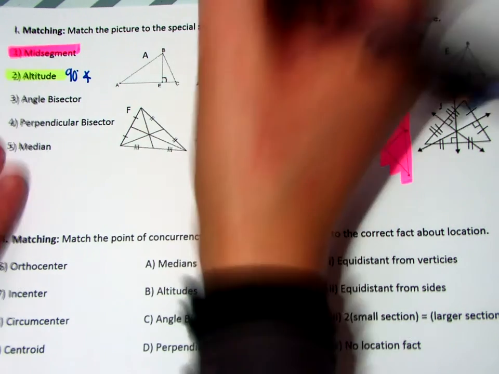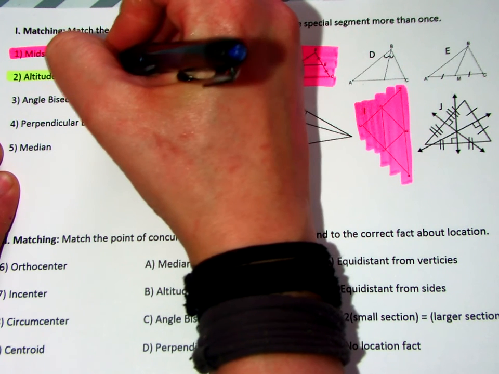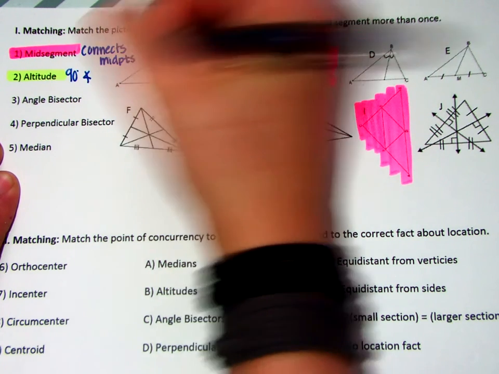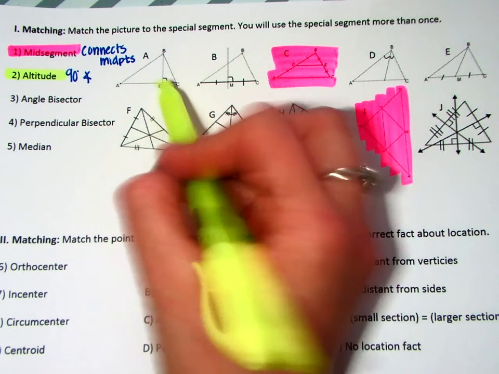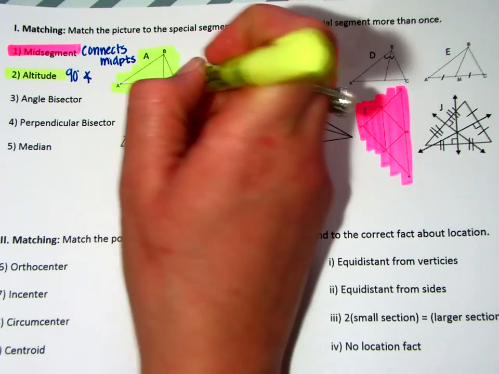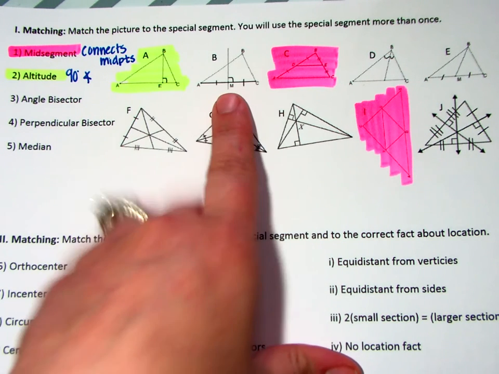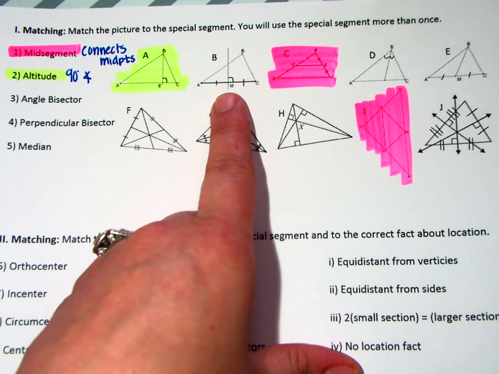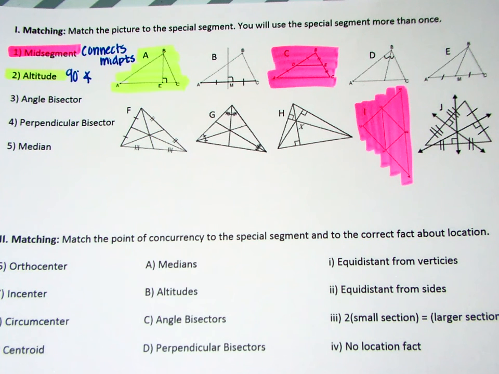So let's go ahead and write mid-segment connects midpoints. So mid-segment connects midpoints, altitude only makes 90 degrees. That's all it does. So looking at my options, option A creates a 90-degree angle. So I'm going to go ahead and mark option A as an altitude. Now B is not an altitude because it also bisects a side. So altitudes only make 90 degrees.